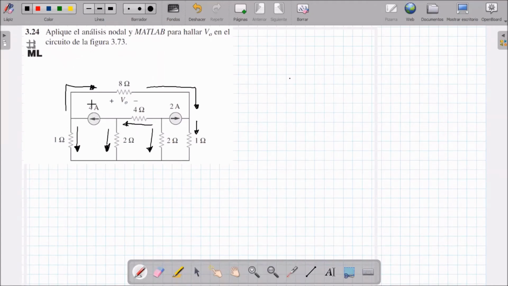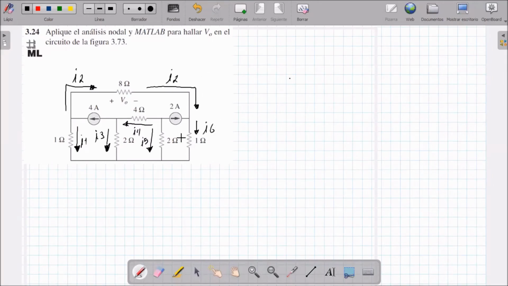Whatever, when we do the analysis, the polarity will tell me if the current was on that side or on the opposite side. I'm going to call this the current I1. I'm going to call this current I2, which is the same one that comes over here. I'm going to call this I3. I'm going to call this I4. I'm going to call this one the current I5. This one I'm going to call the current I6.